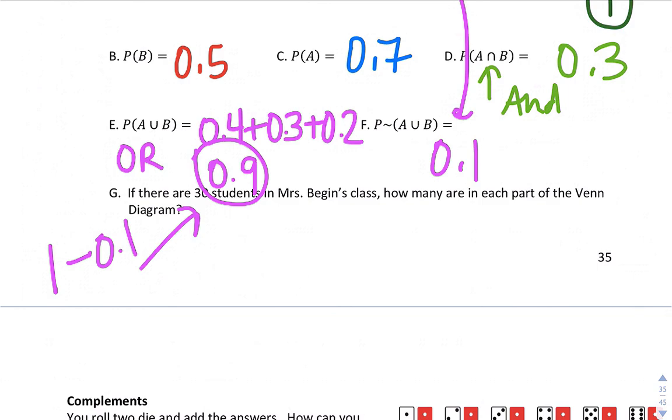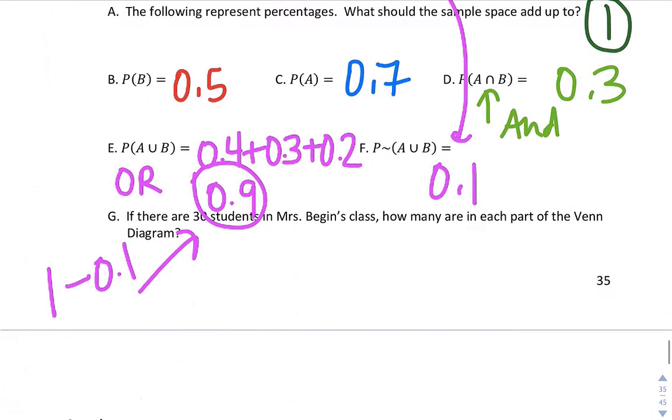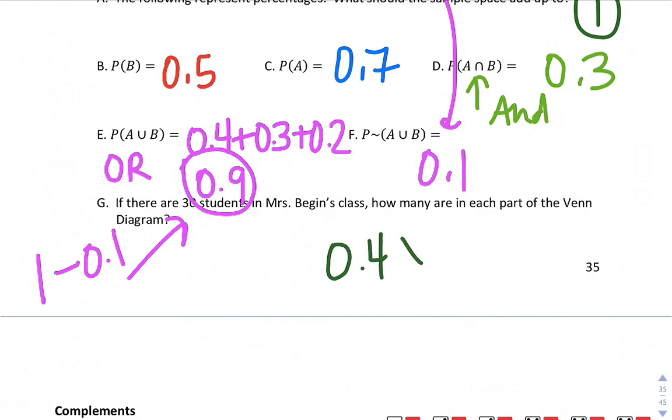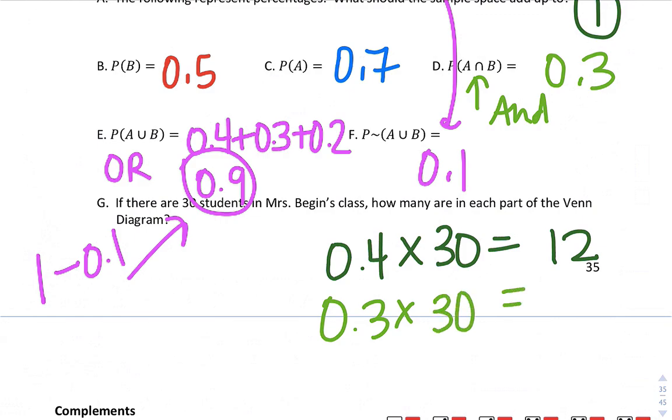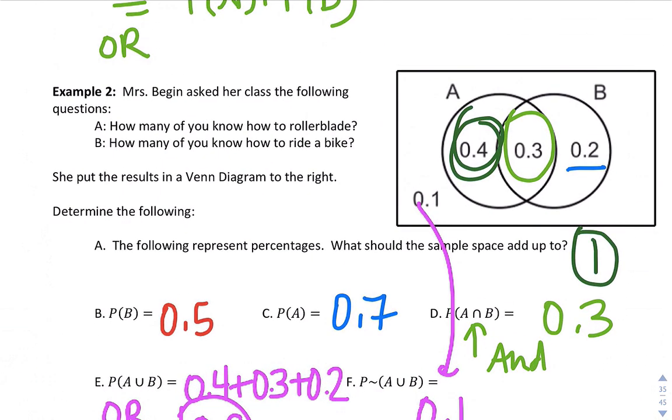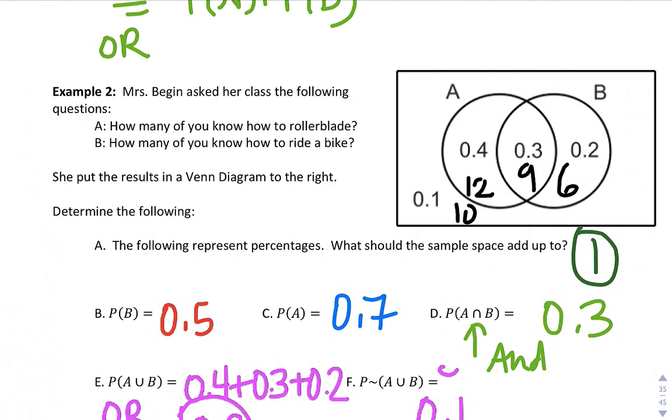If there are 30 students in Mrs. Bajan's class, how many are in each part of the Venn diagram? You multiply. So for example, if we take this 0.4 here, we would do 0.4, 40% of 30, and that's 12 students. We can do 30% of 30, and that's 9 students, and so on. So you multiply the total times the probability to get how many kids are in each part. And so here that would be 12 kids here, 9 here, 6 here, and 10 on the outside.